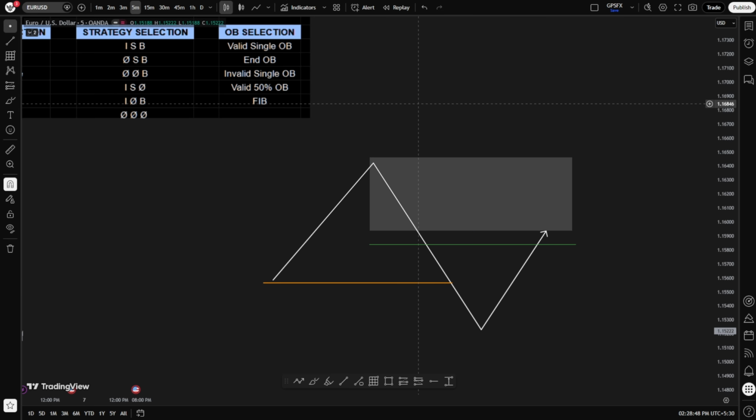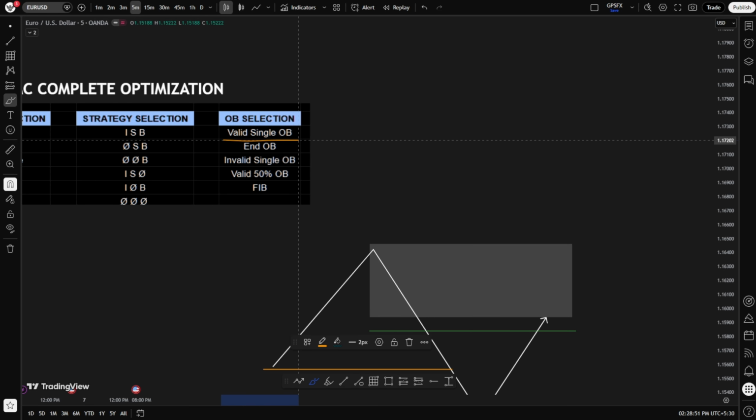So the next one is obviously, this is the first best order block to trade. Valid single order block is the best order block to trade, where we will get the least amount of drawdown, the least amount of consecutive losing trades, and you'll get the best RR. So that's the best confluence.